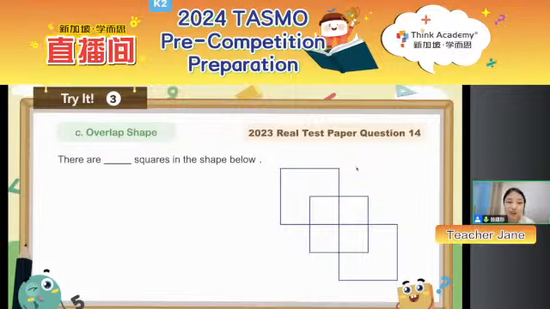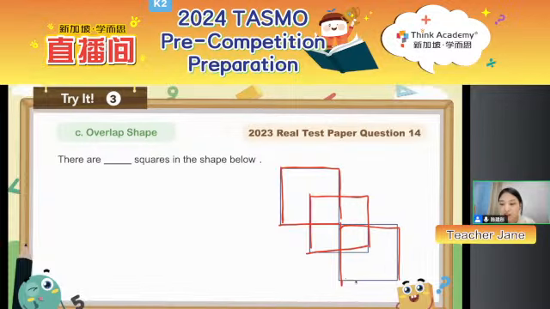Okay, so everyone, let's count it together. We can also start first with the original shapes, right? And then count the overlapping part. So everyone, we can see here we got 1, 2, 3. Okay, finish. There are 3 squares in the shape below.